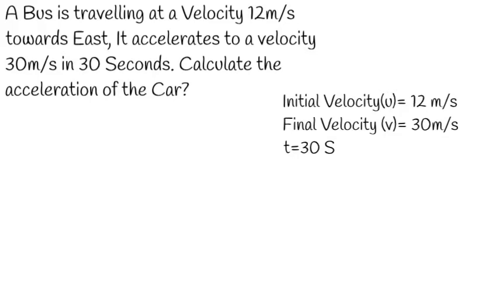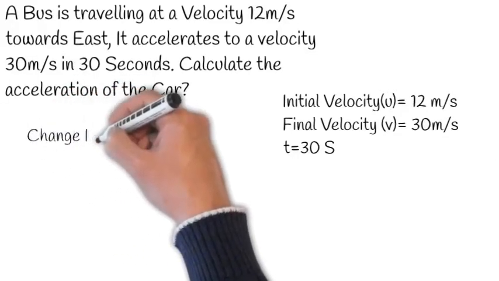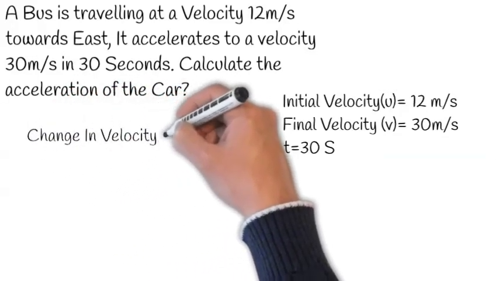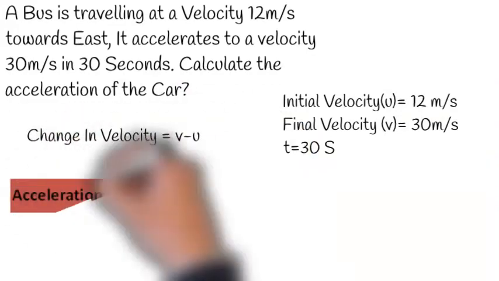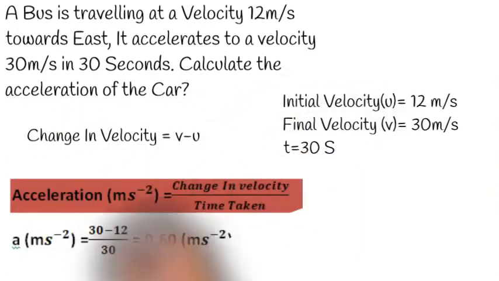So we use the formula: acceleration is equal to the change in velocity over time. Change in velocity is final velocity minus initial velocity. So the acceleration in 30 seconds is equal to 0.60 meters per second squared.